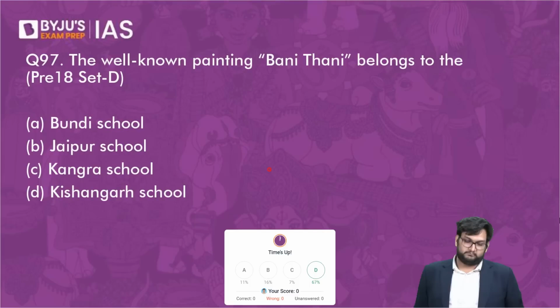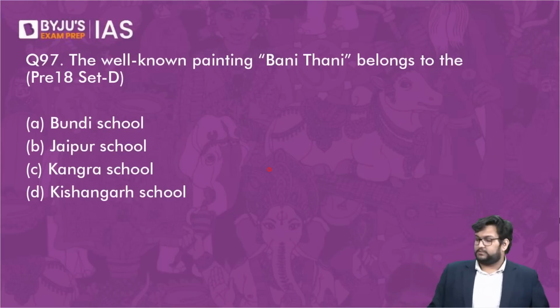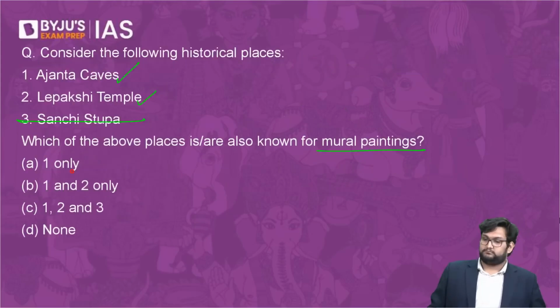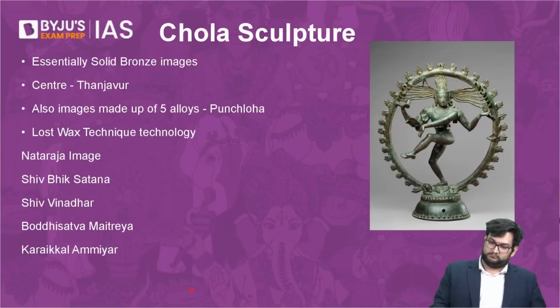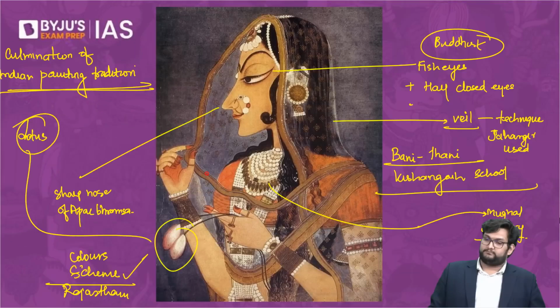Beautiful. There is something called the Ghajini effect. This is Ghajini effect squared. Bani Thani belongs to Kishangarh school. Same class. Within half an hour you don't remember. Now tell me, what should we do?